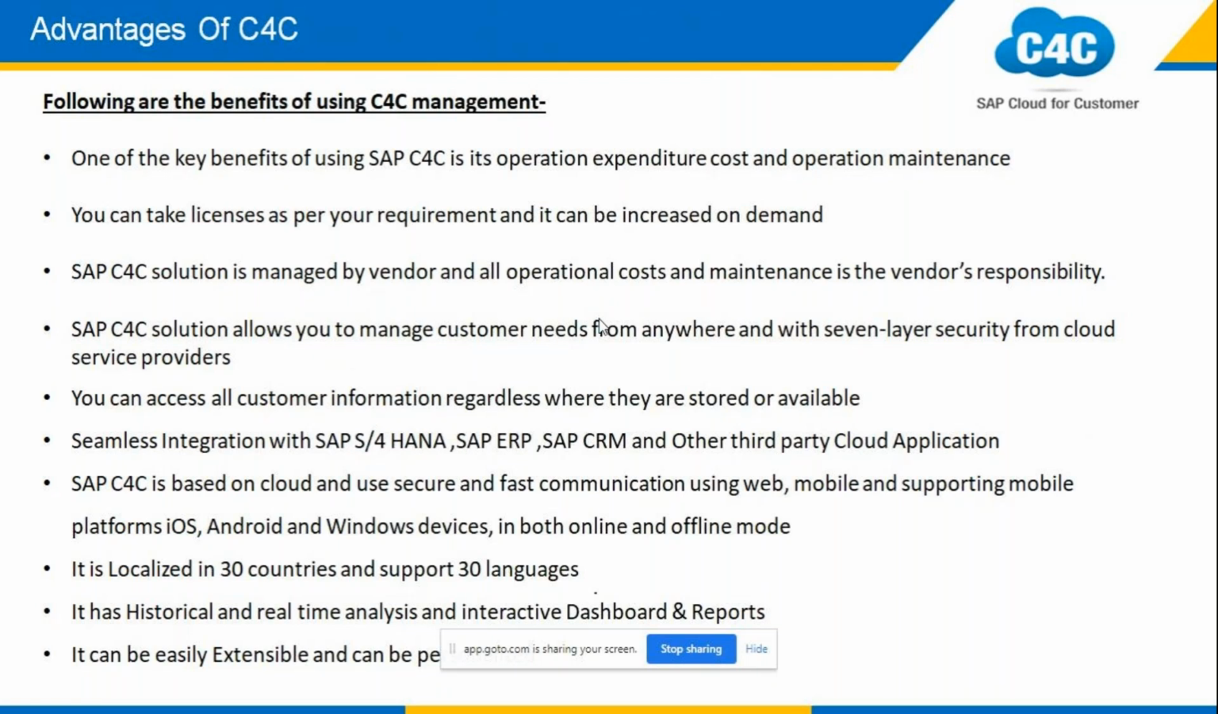C4C is also very fast compared to on-premise system. Communication through a web mobile is normally fast, and you can access this application through an app which you can download through a Play Store or Apple Store, and it also runs in an Android, Windows device or iOS device, both online as well as offline.